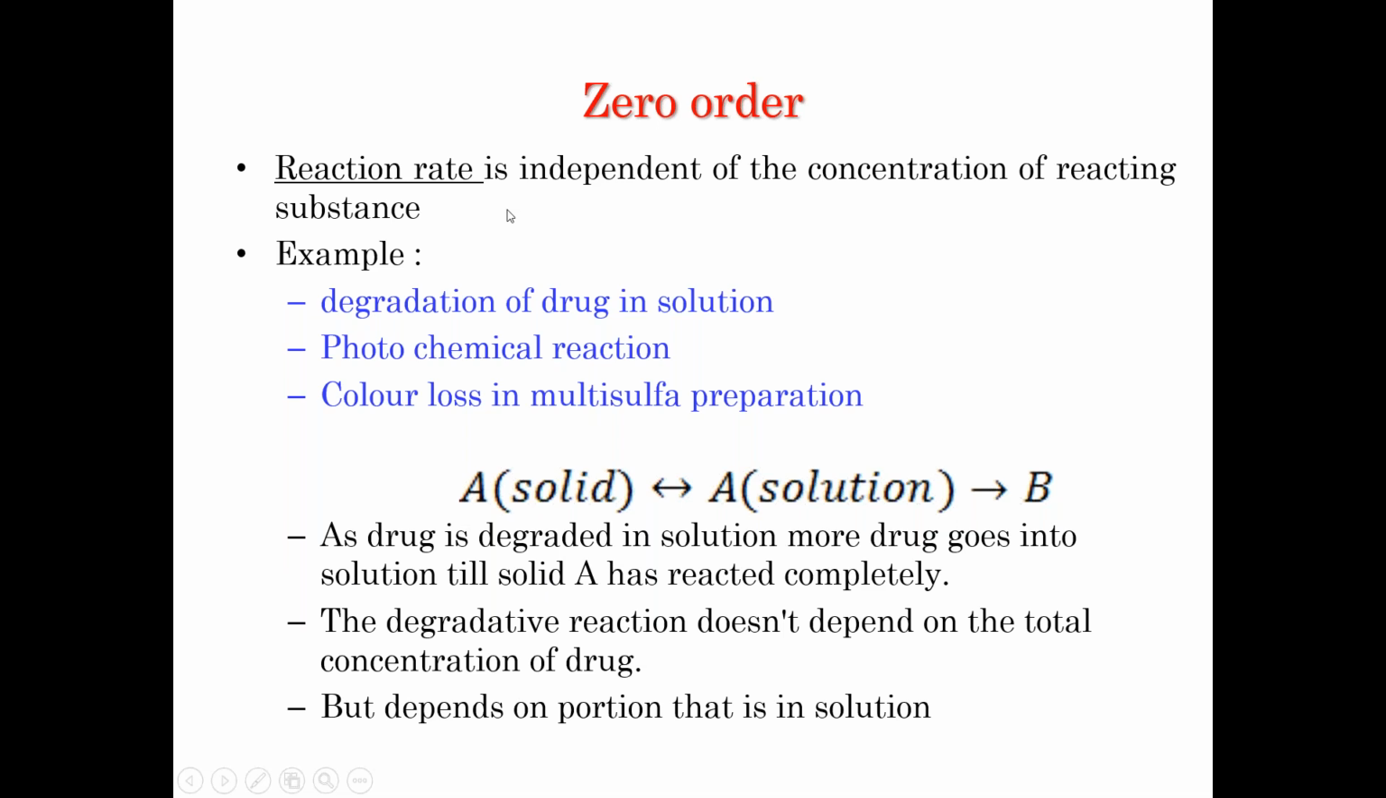So zero order, let us see what are the examples of the degradation which happens in the pharmaceutical aspects. The one is the degradation of the drug in the solution, especially the suspension. Next is the photochemical reaction, those drugs which are photosensitive. Even that follows the zero order kinetics. And the next one is the color loss in multi-sulfur preparation. The color change can happen due to a chemical reaction, or due to photosensitivity also the color is changing. Whatever, any color change which indicates the stability issue can be understood by the zero order kinetics. This all follows the zero order kinetics.